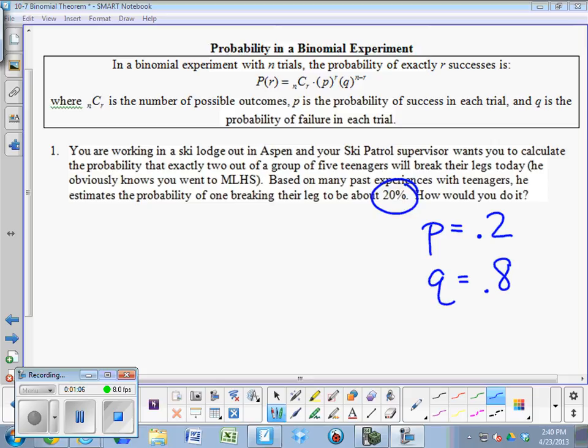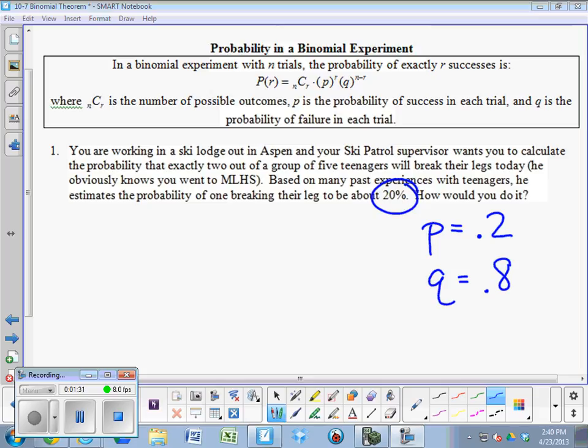So what happened just now is we had a question that came up about 2 out of 5 will break their legs. I understand. But this 0.2 and this 0.8 is the probability that a single person will break their leg. What we're trying to find is, out of the 5 that are skiing together, what's the probability that 2 out of 5 will break legs?